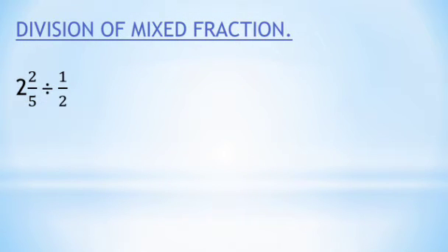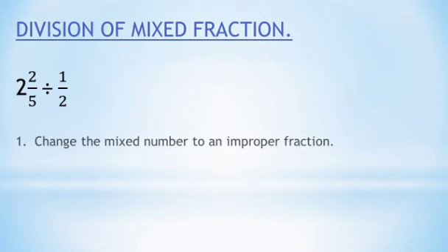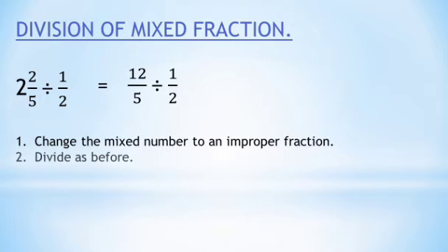Now, let's see how do we divide mixed fractions. Children, whenever we have a mixed fraction, we will first of all change it into improper fraction. And then the process is same as we did in the previous example. So here, 2 upon 5 will change into 12 upon 5. After this, we will again reciprocal the second fraction. So 1 upon 2 will change into 2 upon 1.